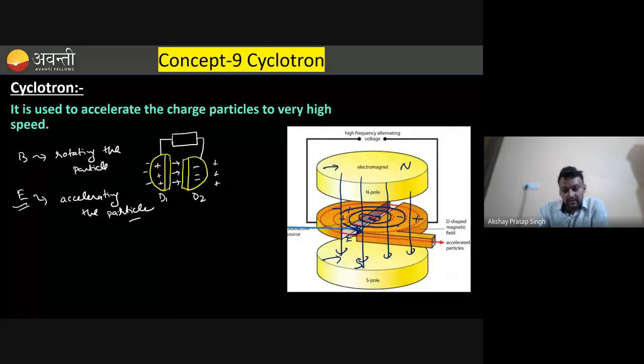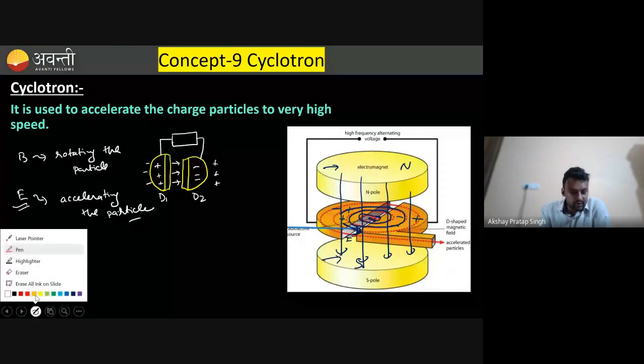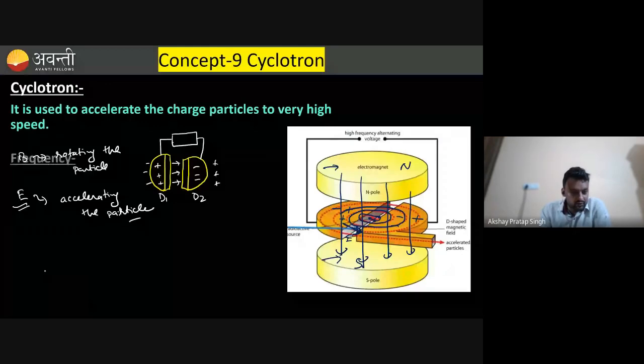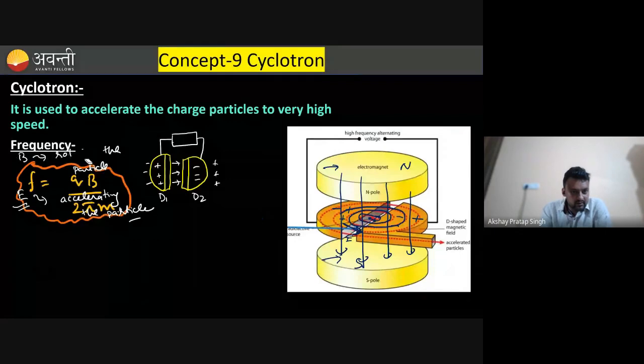Now, another question that comes to our mind: what will be the frequency of the cyclotron? I have written something over here. For that, I need to delete this. I will write it on the next slide.